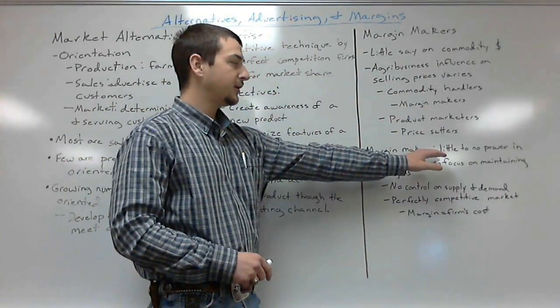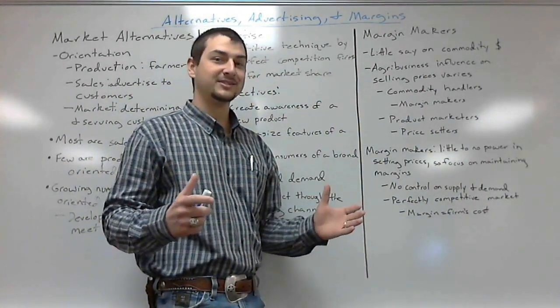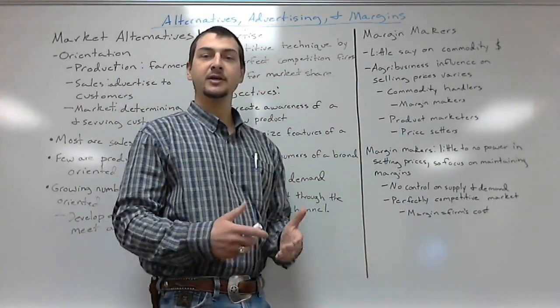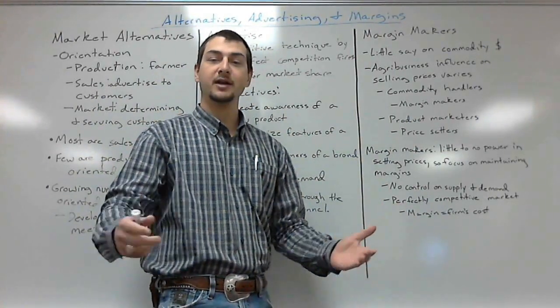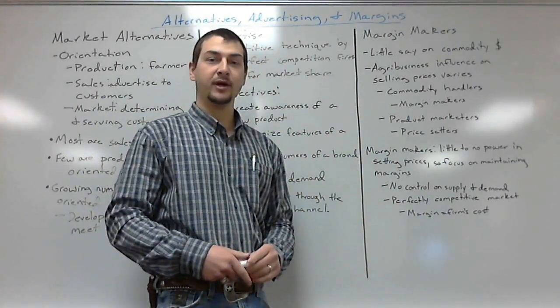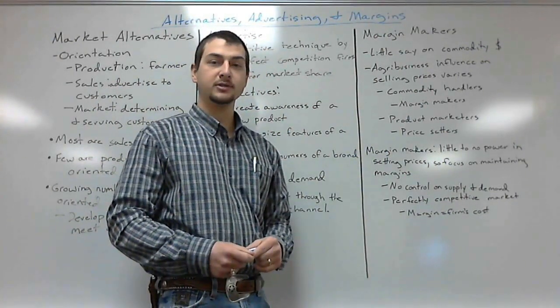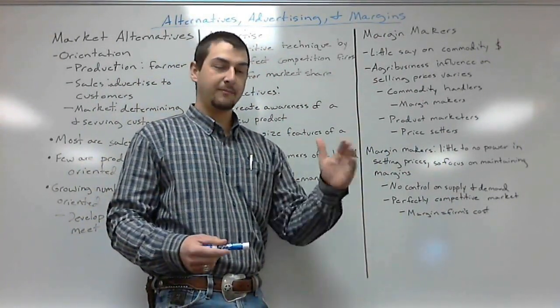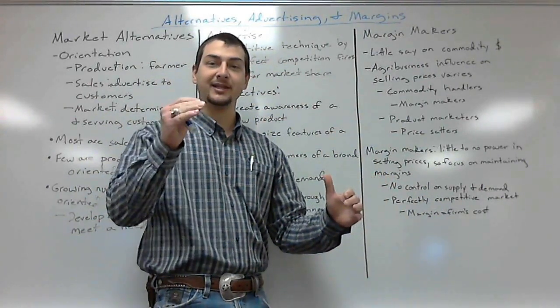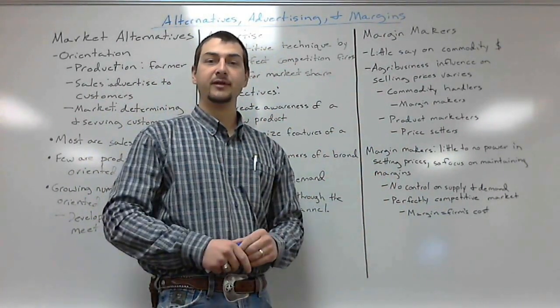A margin maker has little to no power in price setting. They can't set prices. They're dealing with commodities coming in and commodities going out. What they do is focus on maintaining their margins. And a margin is, they buy at, say, 5 cents and sell at 10 cents. Their margin is 5 cents.